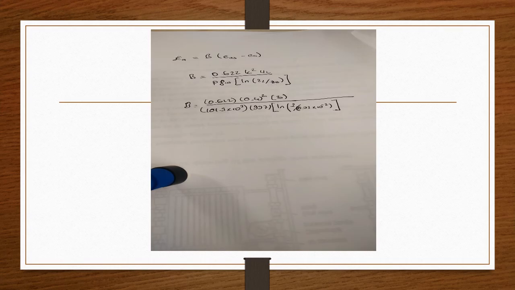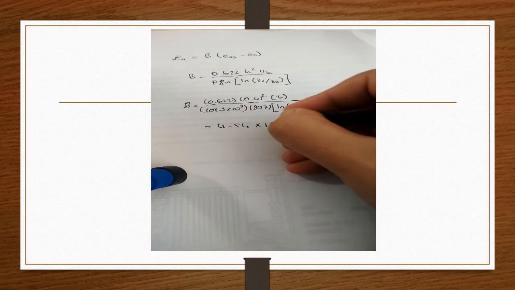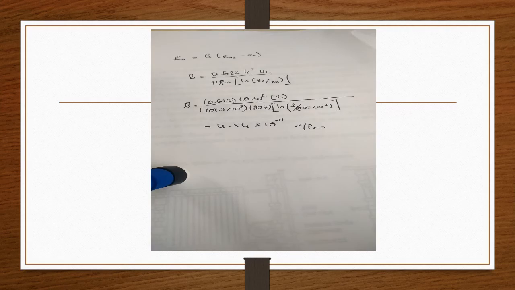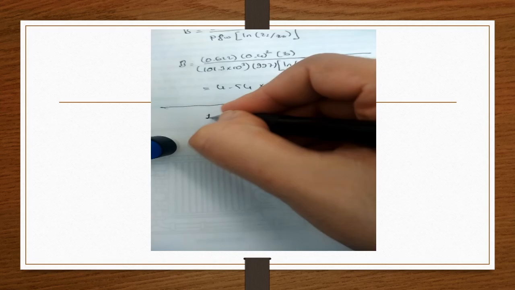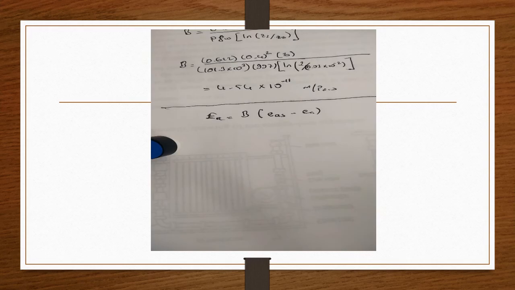Let's do this one. When we plug in all the variables and calculate, it gives us 4.54 times 10 to the minus 11 meter per pascal second, which is our vapor transfer coefficient, B. Then we are going to calculate the evaporation rate, which is B, what we calculated, times EAS minus EA, saturated water vapor minus water vapor, at 25 degrees centigrade and 101.3 kilopascal. We need to look at the table.